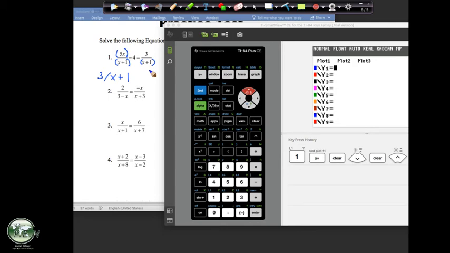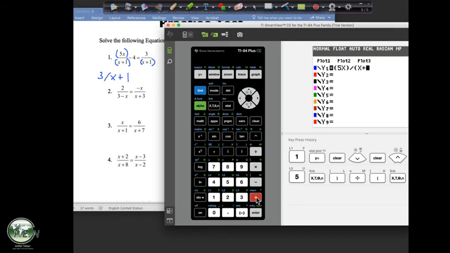Just to be fair, I'll do this one with parentheses. If you've got the template, you just get it looking exactly how it looks. So I put in parentheses 5x, divided by parentheses x plus 1, and then subtract 4. I don't really need another parenthesis.